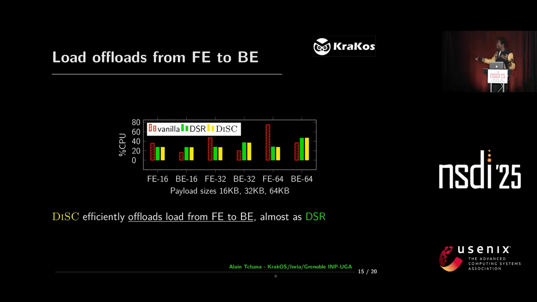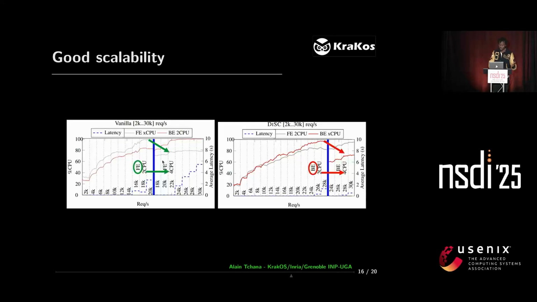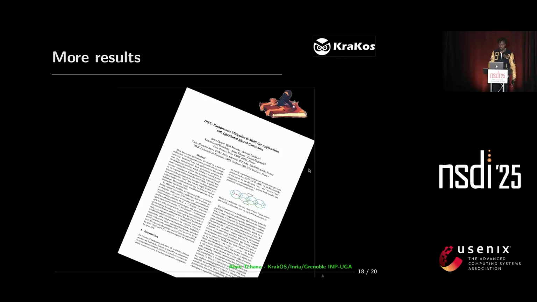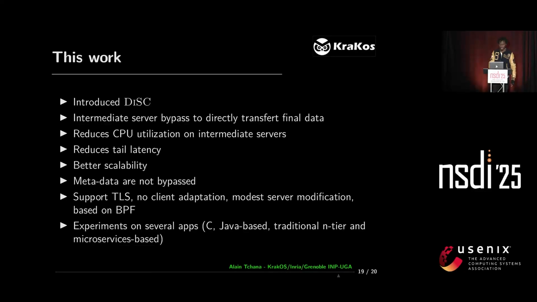The results are quite simple. We are able to offload the CPU from the intermediate servers and the front end. That's good, so it's perfect for scalability. Now the backend can scale easily, and we don't need to scale the front end. And that's it, you can read the paper. In conclusion, we have these techniques that work and you can use them.